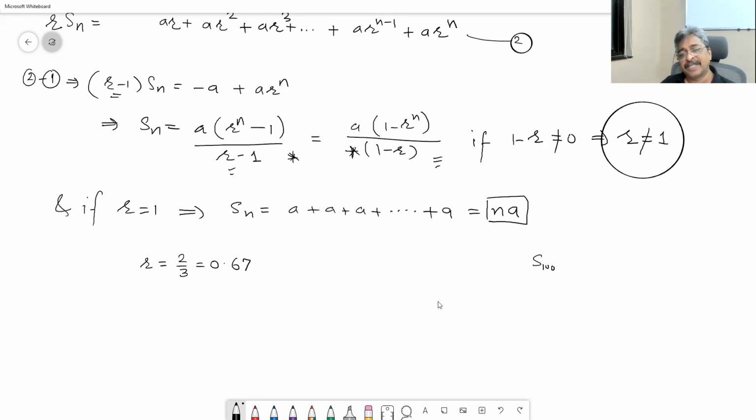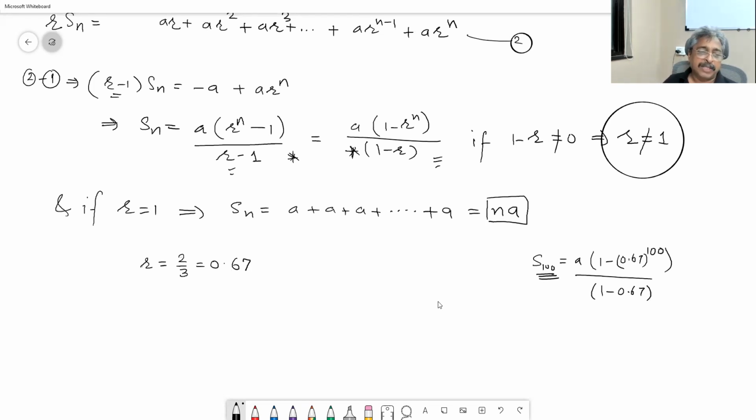First term is, let us say, 1, whatever, easy, any first term can be any. So S100 would be the formula: first term A, whatever that is, into 1 minus 0.67 raised to 100, upon 1 minus 0.67. This is what is going to be the summation of first 100 terms of geometric progression with common ratio 2 by 3.